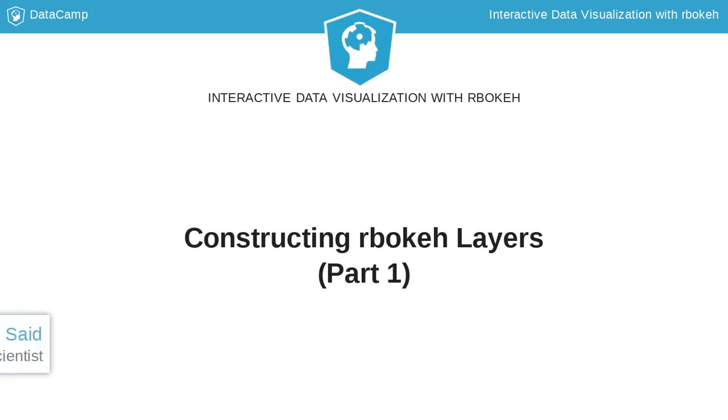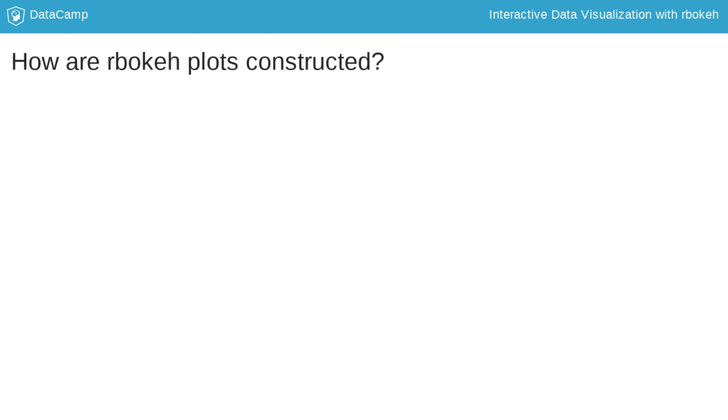In the previous lesson, you got an overview about rbokeh, and in the exercises, you saw examples of rbokeh plots. In this lesson, you will learn how rbokeh plots are constructed and how to specify data and arguments. rbokeh plots are constructed by initializing a figure.